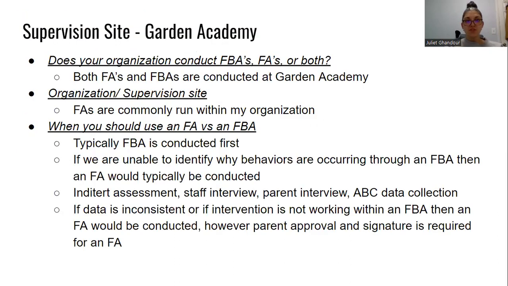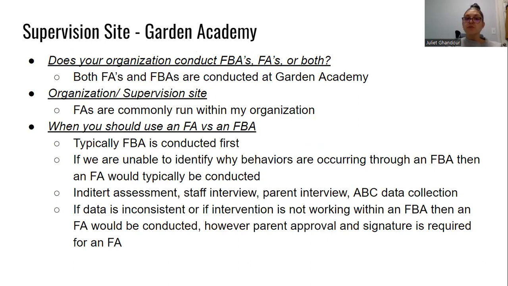At my supervision site, which is Garden Academy, as I mentioned before, it's a private school strictly for ABA. Does my organization conduct FBAs, FAs, or both? Both FAs and FBAs are conducted at Garden Academy. At my supervision site, FAs are commonly run within my organization.